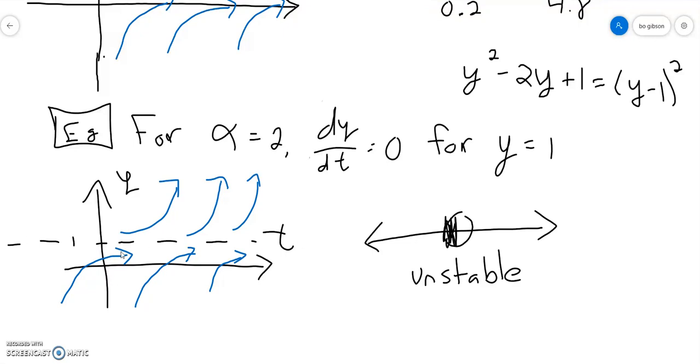Again, I'm thinking about this as being like a river or a fluid. If I put something right on the line, well, happy day, it's not going anywhere. But if I deviate just a little bit, it's going to go off to infinity. If I put it below the line, it's going to go to my equilibrium point, but then again, if I deviate just a little bit, it'll go off to infinity. So this is an unstable equilibrium point.